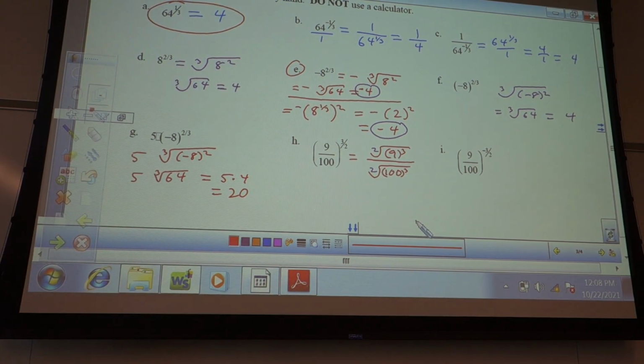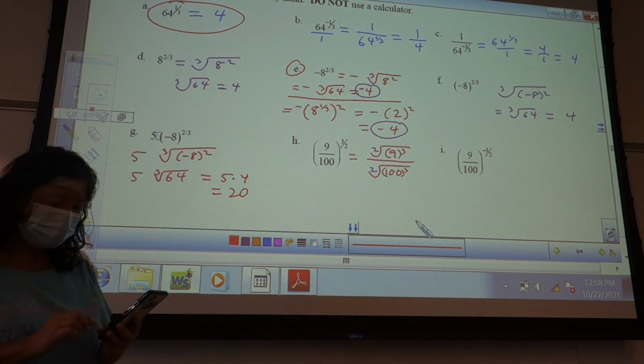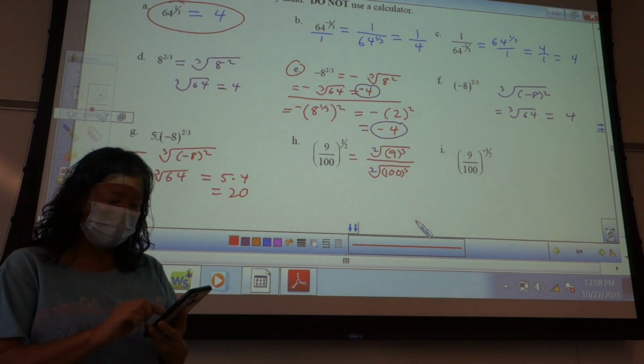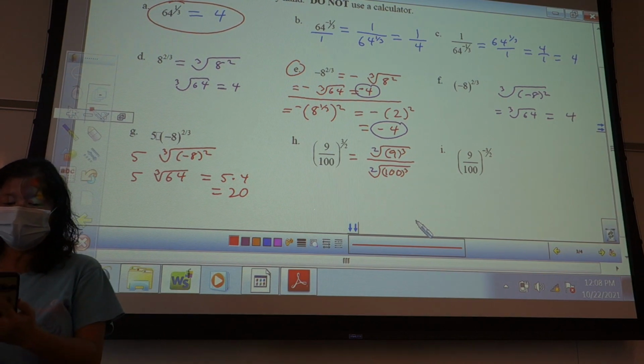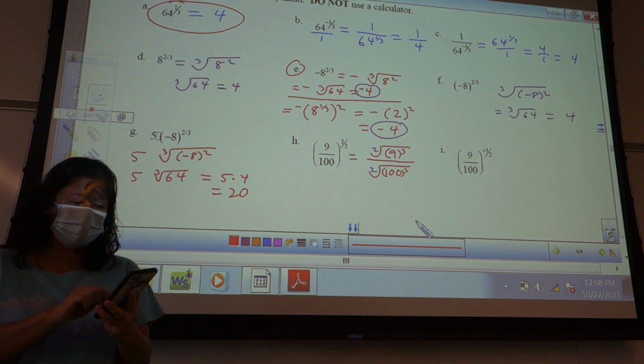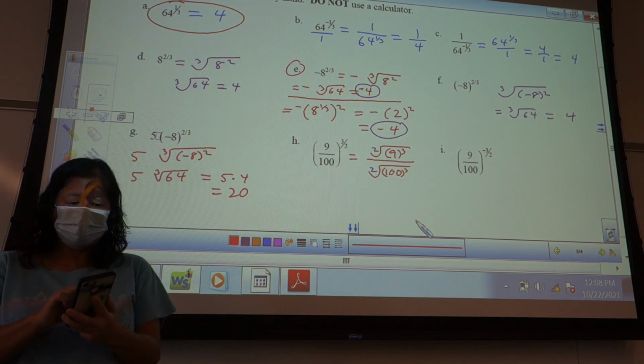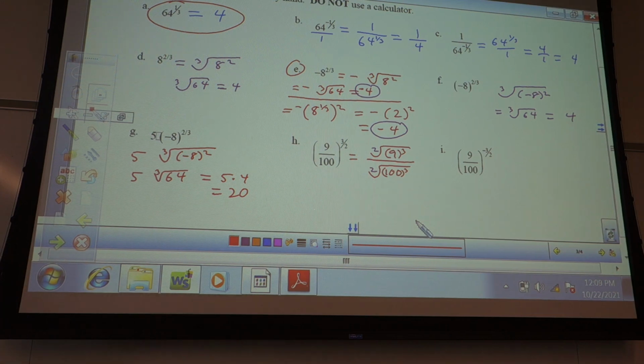This is fine. Everybody do 9 to the 3rd power on your calculator. 729. 729, and then square root it on your calculator. Oh, so in that case, you can use the calculator. Yeah, because we said not to. Okay, so here, let me give you a little hint. I'm going to write it the other way, and I'm going to put the 3 on the outside.